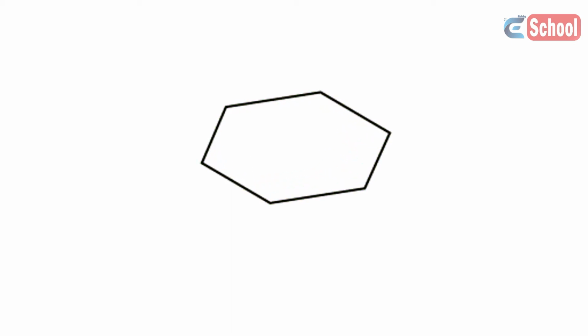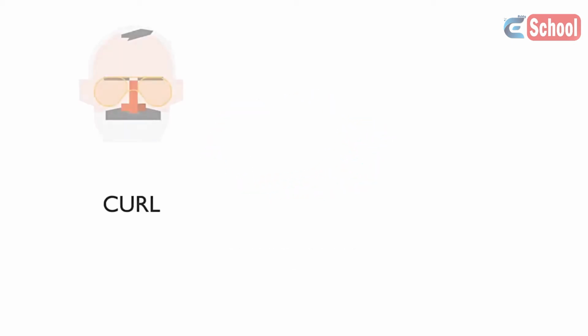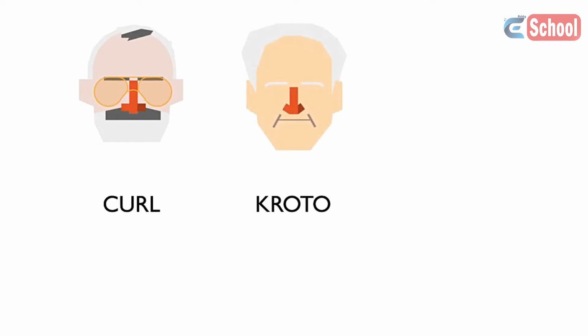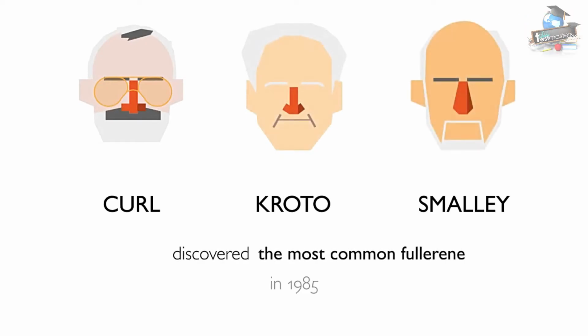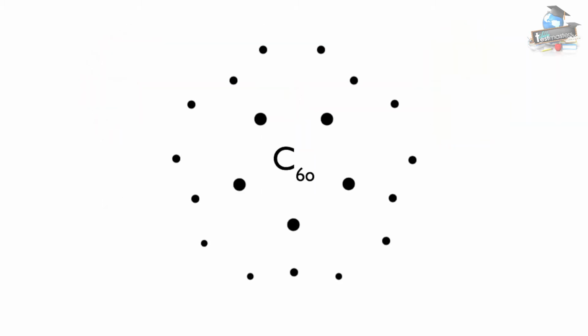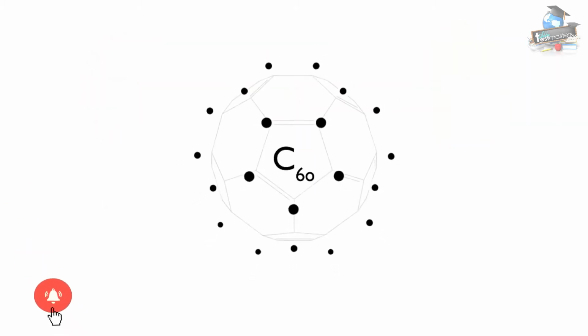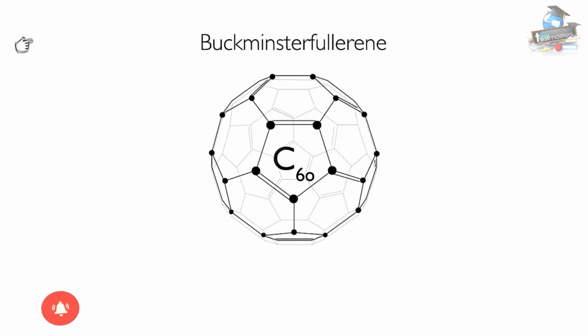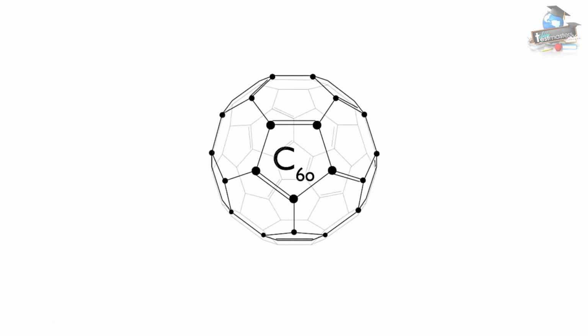Fullerenes are carbon-based molecules with a hollow cage-like structure. Robert Curl, Harold Kroto and Richard Smalley discovered the most common fullerene in 1985, the Buckminster fullerene. It consists of molecules containing 60 carbon atoms joined together, forming a hollow sphere. There is an alternating arrangement of hexagons and pentagons, much like that seen in a football.